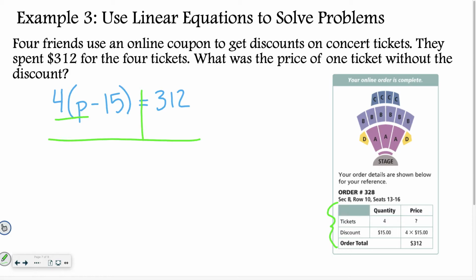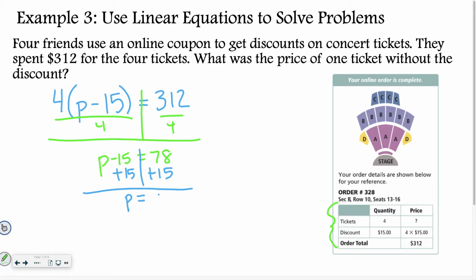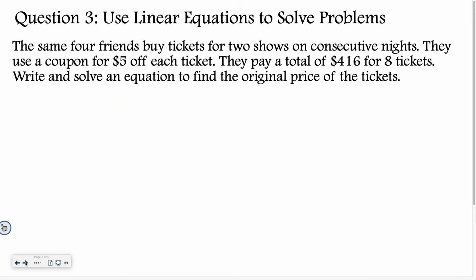Then from there, I'm going to divide by 4. Divide by 4, I end up with P minus 15 equals 78. Then I just have to add 15 to both sides. And I have P equals 93. So that means the original tickets were $93 each. Okay. If you have questions on that, please be sure to ask for some help.